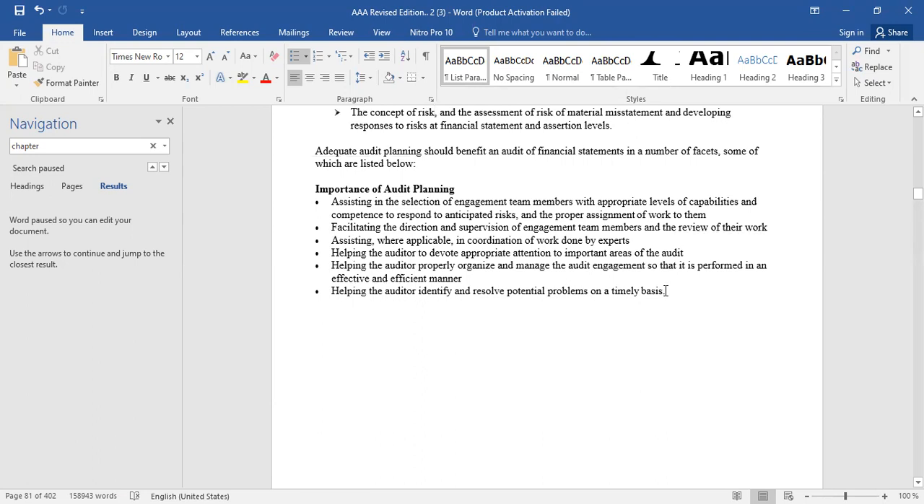So through hot review, you can easily identify areas where the problems are and sort them on time. Those are advantages of planning. I hope you guys have written all of them. Have we written all these importance of planning?